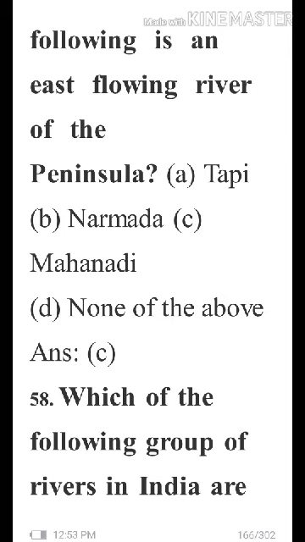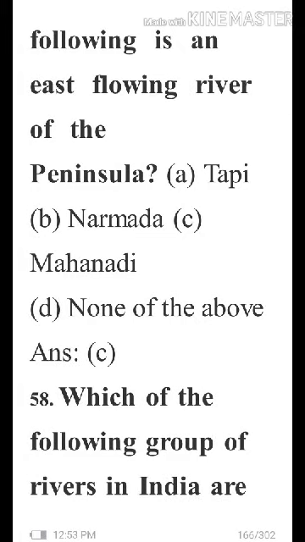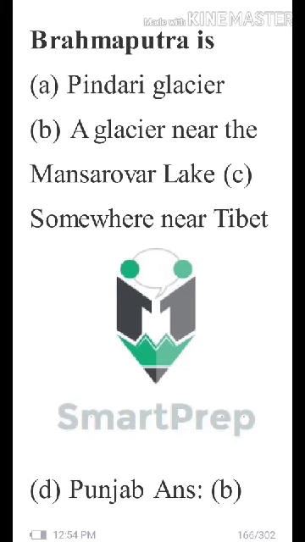Which of the following groups of rivers in India are likely to show the least erosional activity? The eastward flowing peninsular rivers. The youngest rivers in India originate from the Himalayas. The source of the Brahmaputra is a glacier near the Manasarovar Lake. The Brahmaputra river comes from Manasarovar.